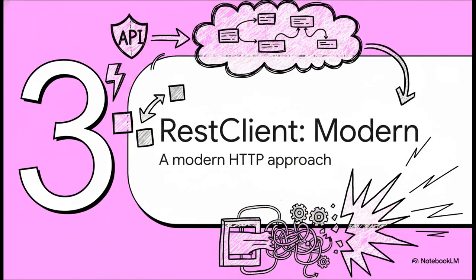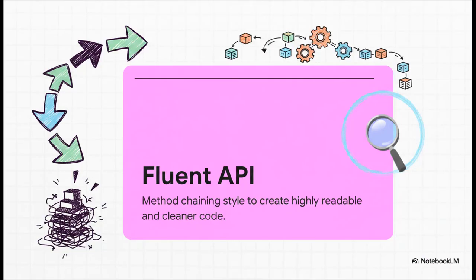Section 3. RestClient, the modern replacement. A cleaner, modern approach to HTTP calls. So, the secret sauce behind RestClient is that it utilizes a Fluent API. Instead of that messy, imperative web of overloaded methods we just saw with RestTemplate, a Fluent API uses a really elegant architectural style called method chaining.